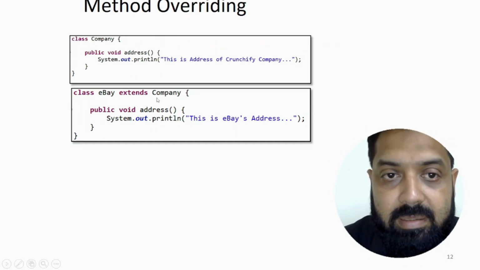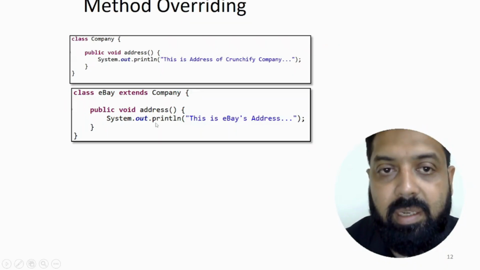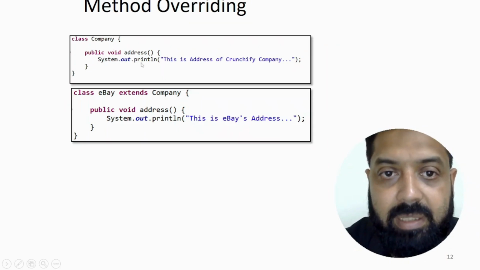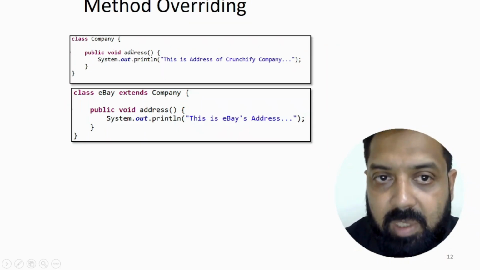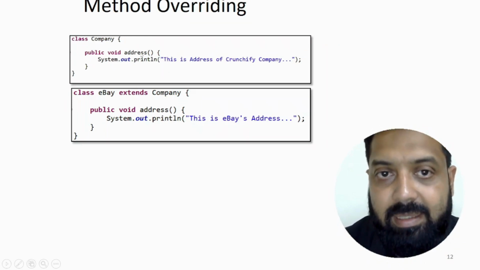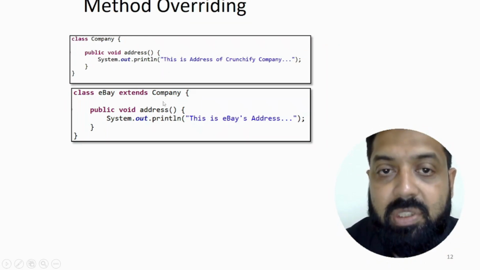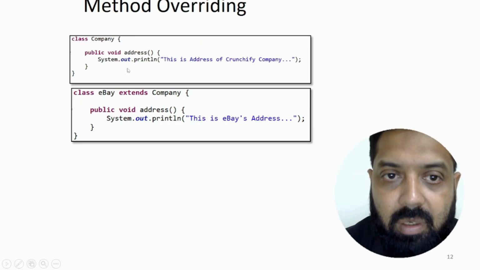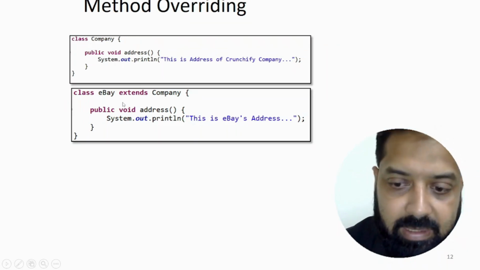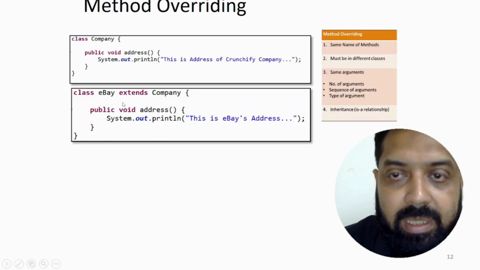In the eBay class, we also define another method address. And you can see that both classes now have the same method address with the same name and the same return type. So this is method overriding, or you can say it is runtime polymorphism, in which the compiler is confused which method to call, either the parent class method or the child class method.